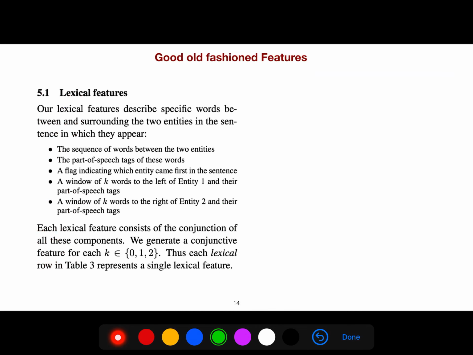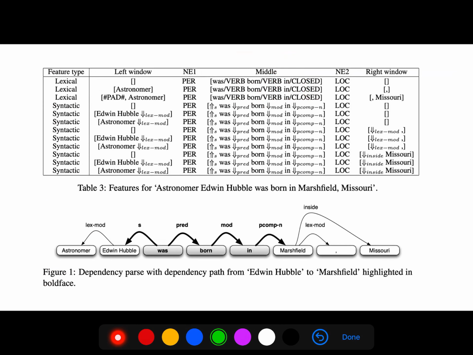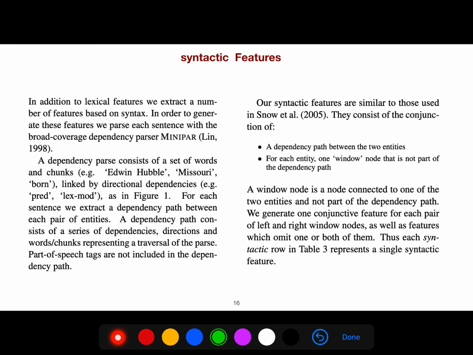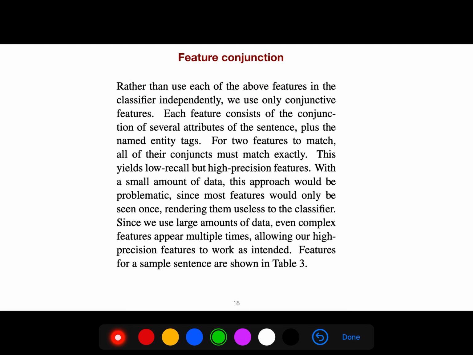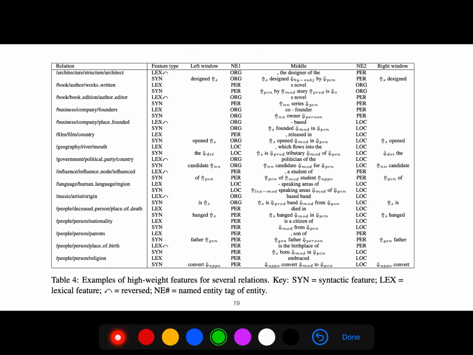So, good old-fashioned features like lexical features, then we go to neural approaches. Nowadays we don't do it like this, and we use neural features. First we create named entity tagging, because it's a good way of creating features, and we use feature conjunction. These are examples of high weight features for several relations.